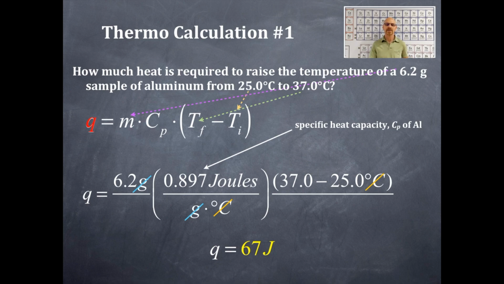So what does this mean? This means it requires 67 joules of energy to heat 6.2 grams of aluminum from 25 degrees Celsius all the way up to 37 degrees Celsius. Hopefully that worked out well for you mathematically. Check your work. Make sure your units cancel. It's critical that your units cancel. And make sure you have units and it's rounded correctly in your final answer. This has 2 significant figures.